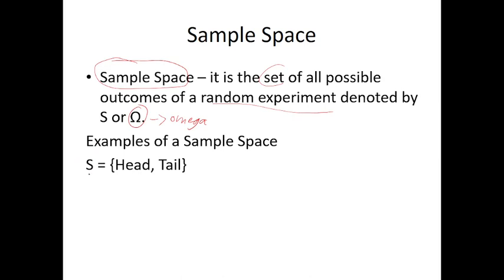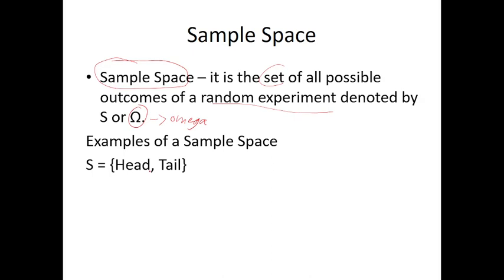Which is the sample space, no? The set of all possible outcomes of a random experiment in tossing a coin. So that's the random experiment. And in doing such, so these are the possible outcomes. Head might appear or tail might appear in tossing a coin.